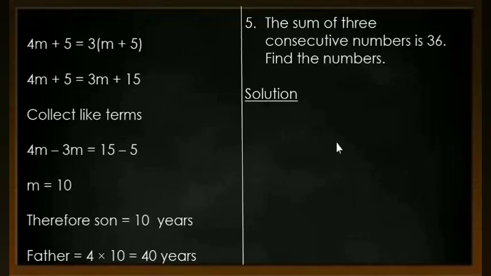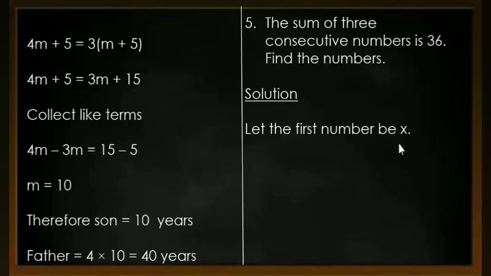Okay, so take for example, we have number 5. The next consecutive number to number 5 is 6, and the next consecutive number is 7. If we have, let's say, number 18, the next consecutive number is 19, the next consecutive number is 20. It therefore means that we can start by saying let the first consecutive number be x or y or any other alphabet of your choice.